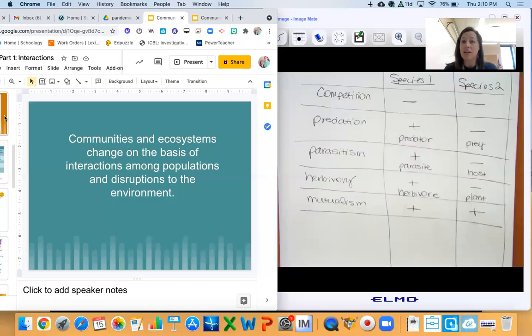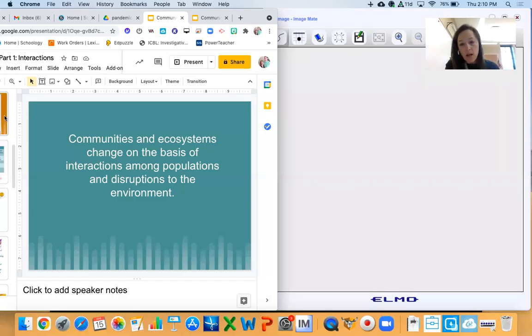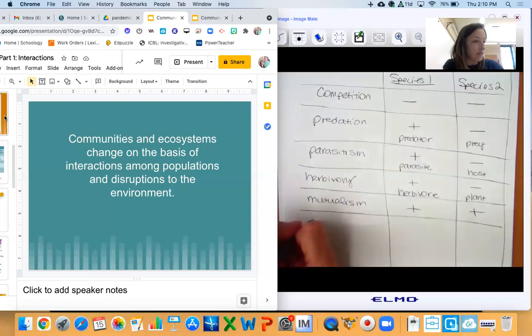The sea anemone and the clownfish we've talked about a lot before. If you Google mutualism, you'll find all kinds of great examples. There's tons of them out there. All right, I can explain commensalism.